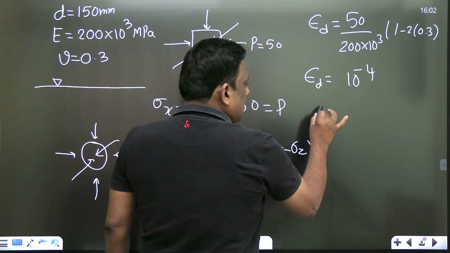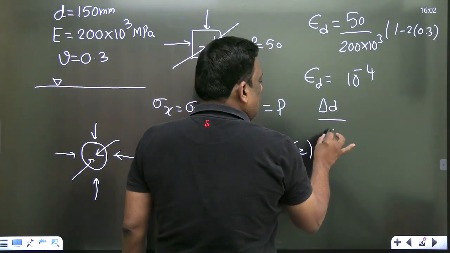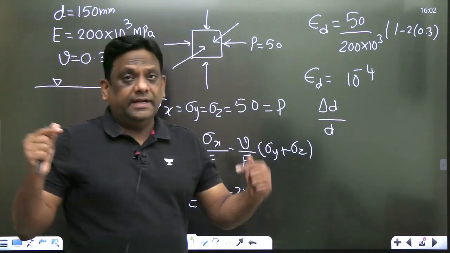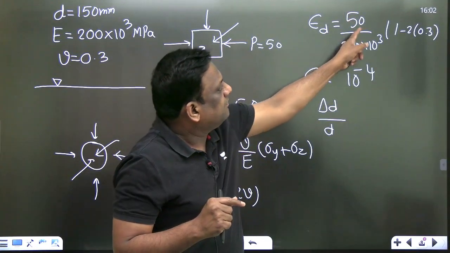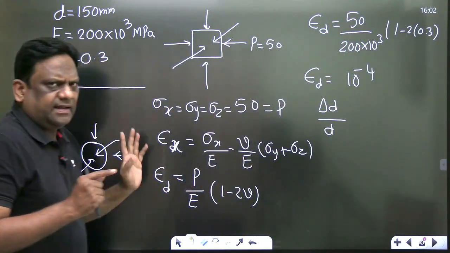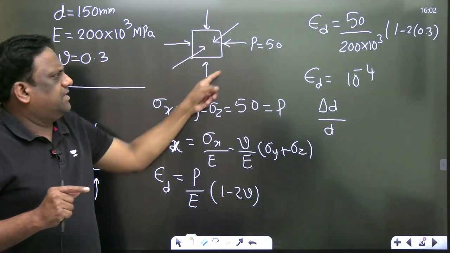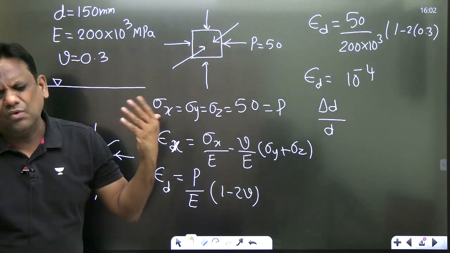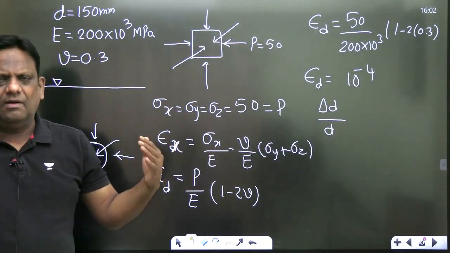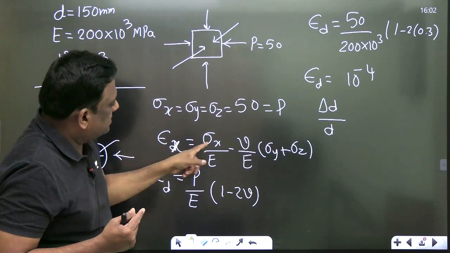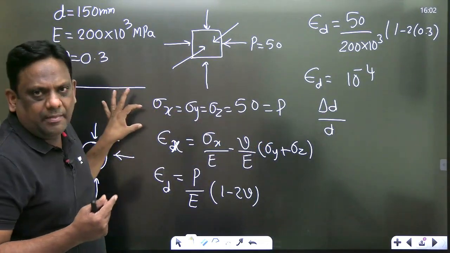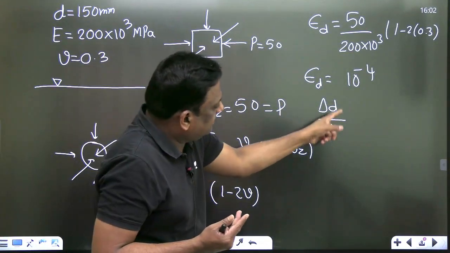Strain is dimensionless. So it is change in diameter to the original diameter. But actually it is compressive because sigma is negative. I have not taken negative because all are of the same nature. When all are of the same nature, there is no need to take it, because if you take minus, this will be minus and this minus will be common, it will be the same.